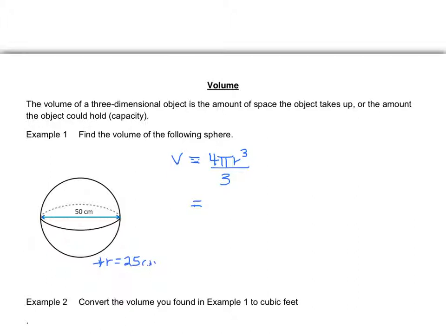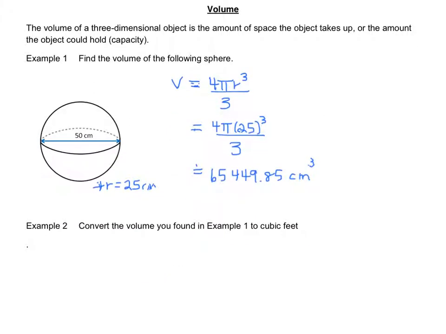All right, so let's put 25 in for r in your formula. And if you type that into your calculator all at once, you'll get a volume of 65,449.85, and the units would be centimeters cubed. So volume units are cubed, whereas area units are squared. Now, then it says convert the volume we found in example 1 to cubic feet.